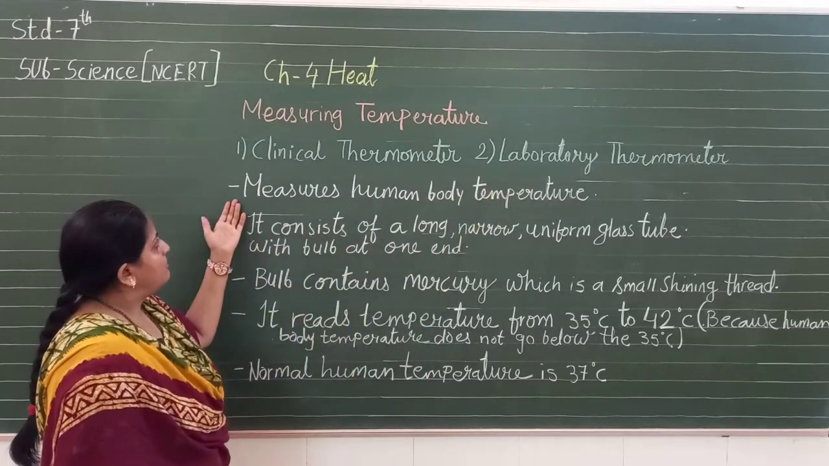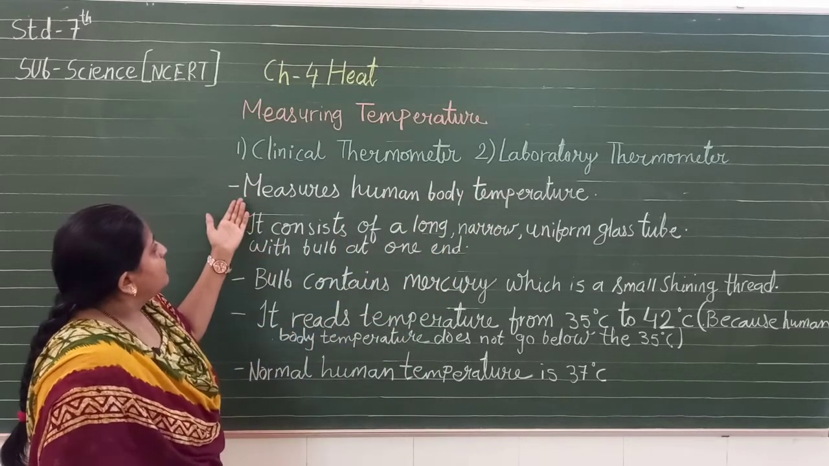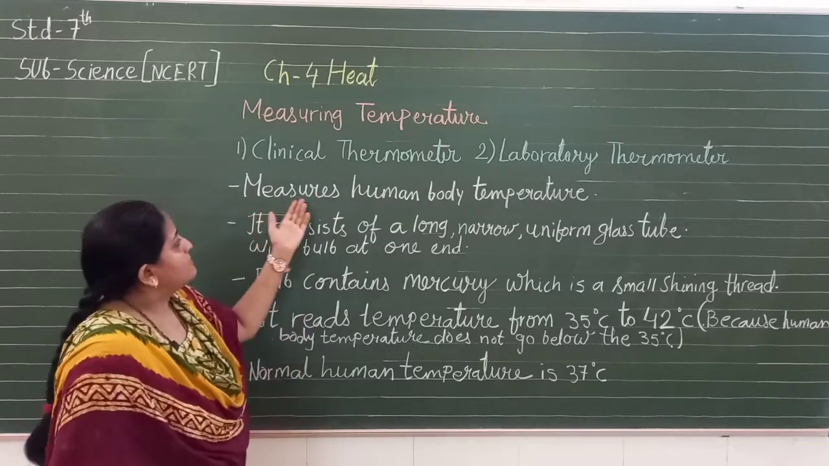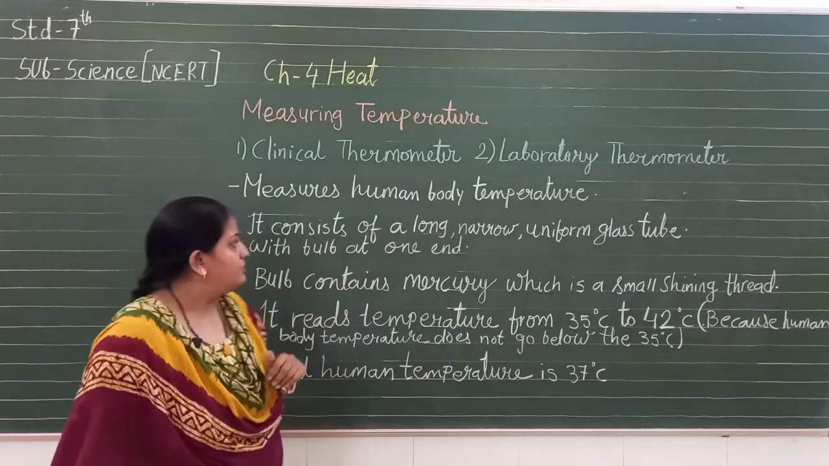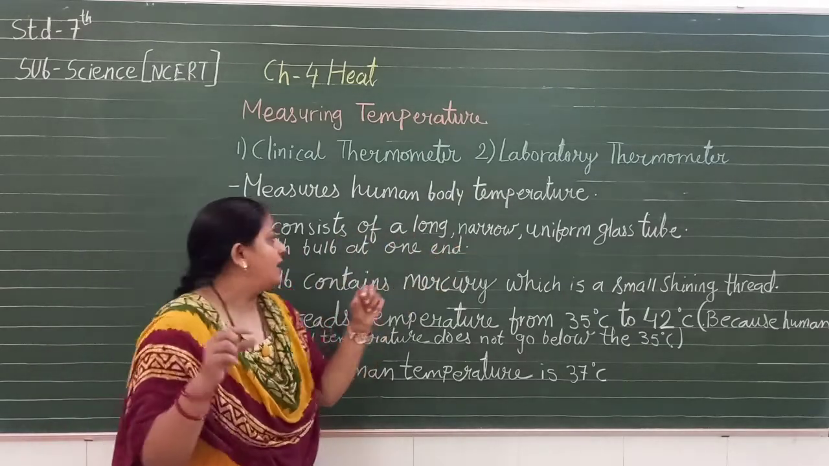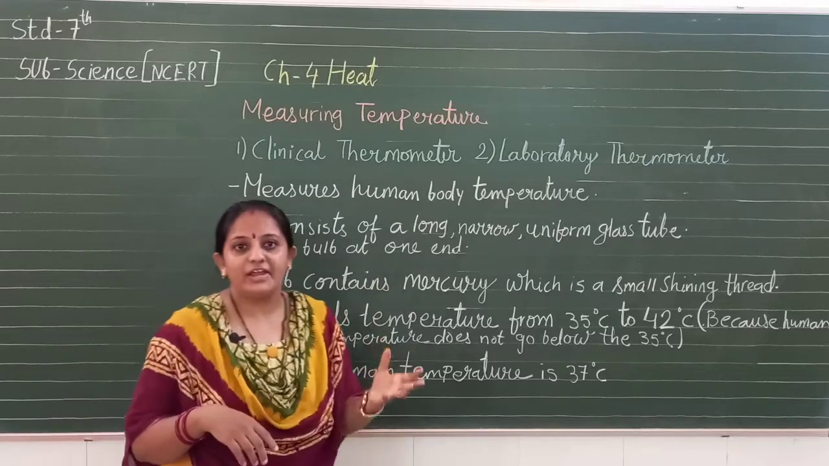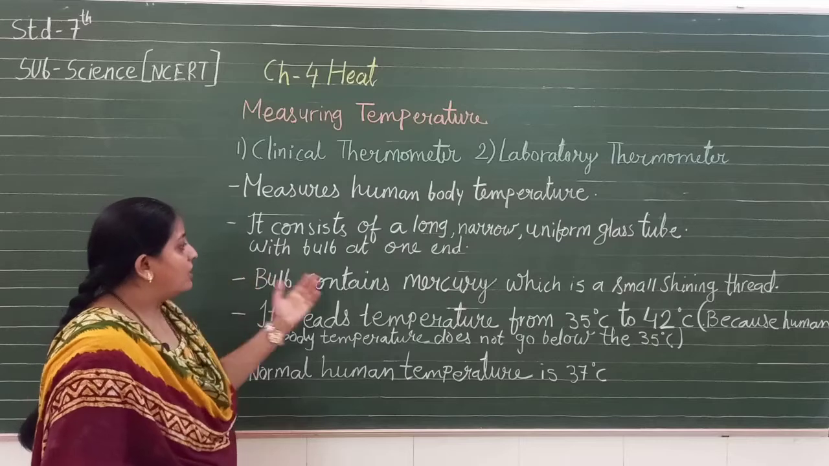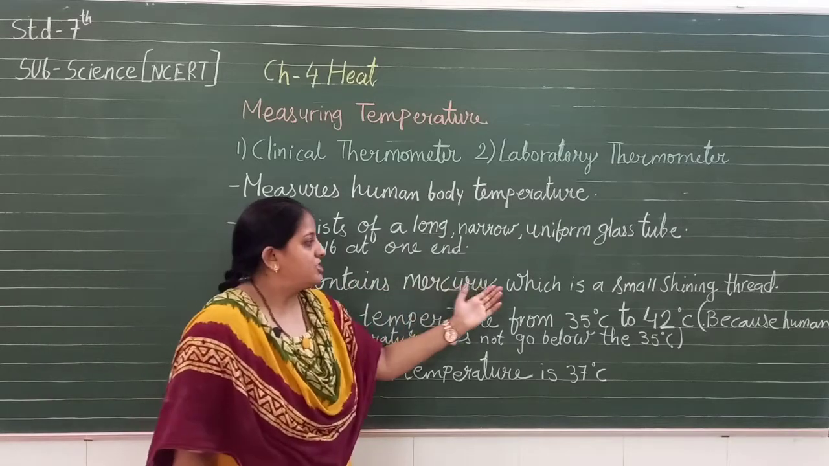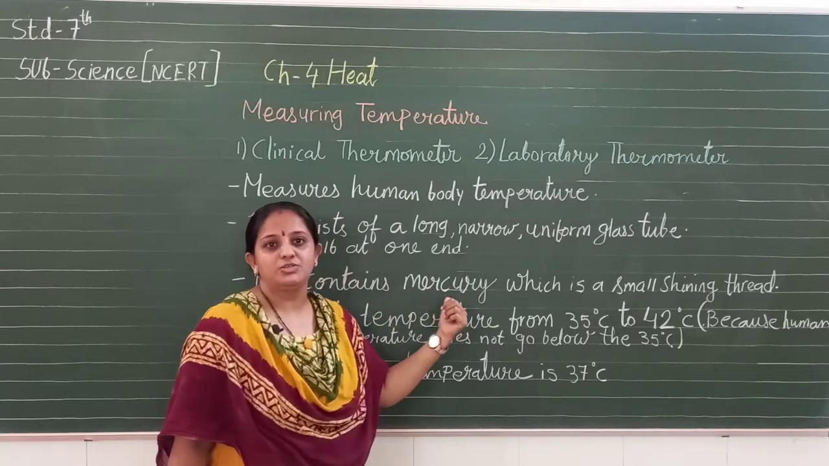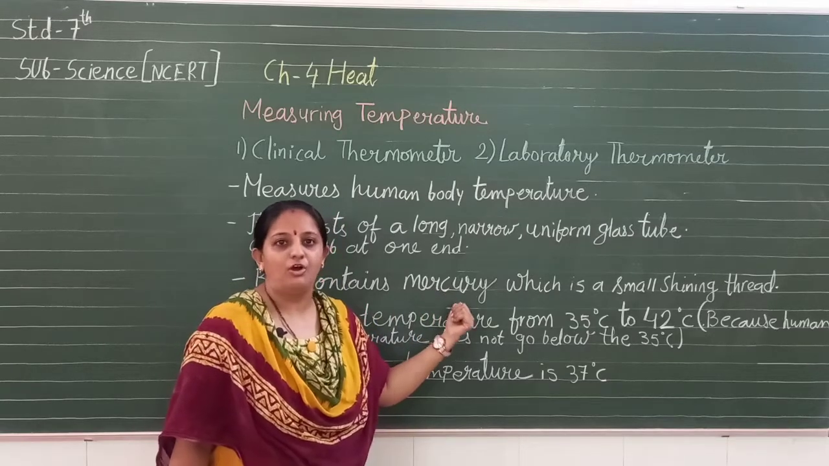The clinical thermometer is used for clinical purposes. It helps to measure the human body temperature. It consists of a long, narrow, uniform glass tube with a bulb at one end. You have noticed it, isn't it? The bulb contains mercury, which forms a small shiny thread. Now students, why mercury is used, I will answer in this video only.